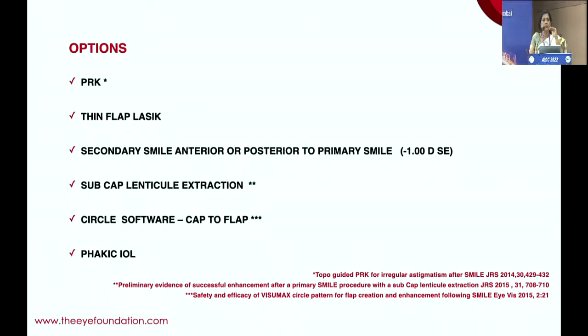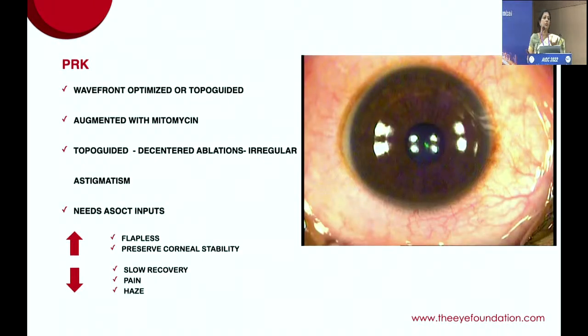You could do a SMILE, which is done in a very limited way, anterior to the primary SMILE or posterior to it. Or you could do a CIRCLE software, or if there is very high residual because of increase in axial length, you do a phakic IOL. There's nothing much to talk about PRK because, as I had earlier alluded, it could be either optimized or topo-guided. And you definitely need anterior segment OCT inputs.